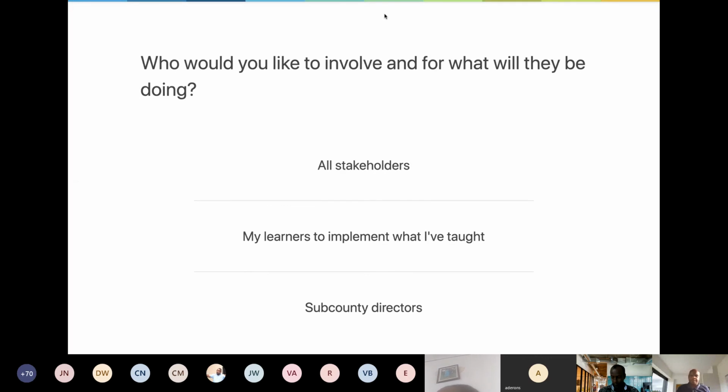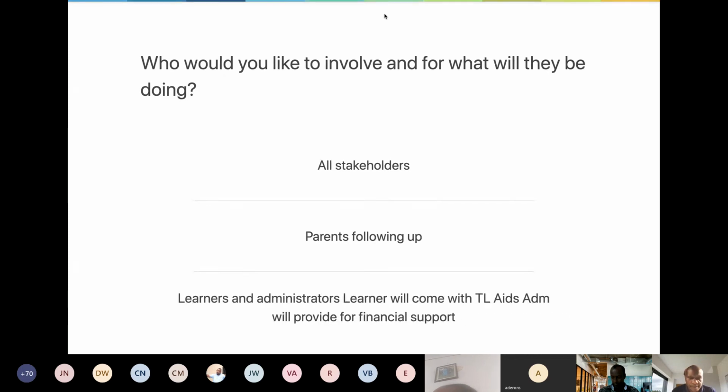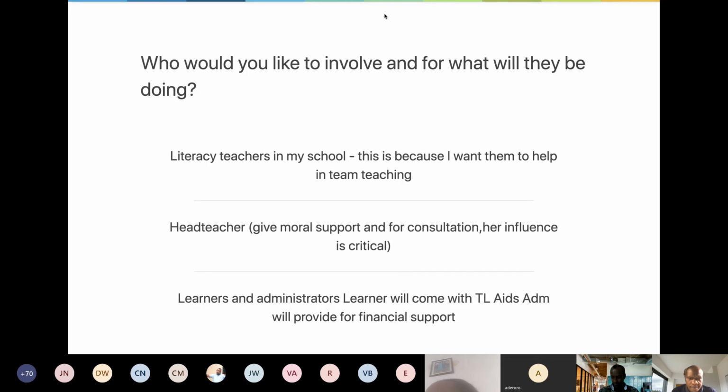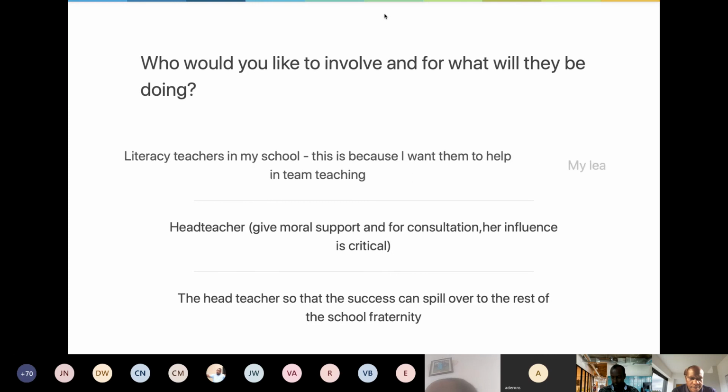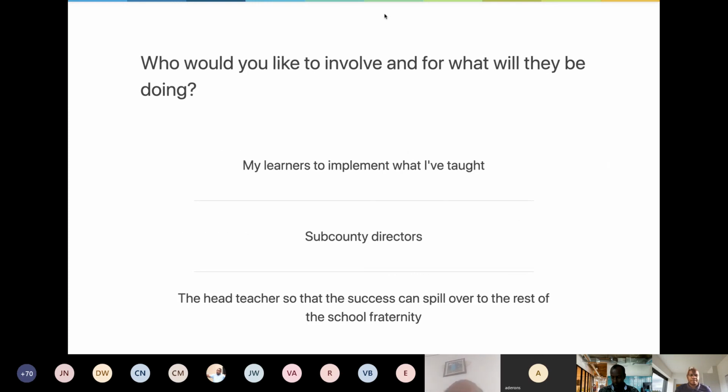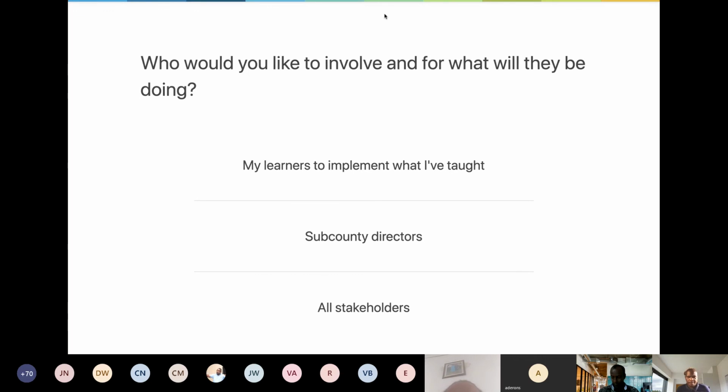So we have seen a few stakeholders. What will they do and who are the stakeholders? Remember, when you have everyone, it becomes very hard to track. Sub-county directors, what will they be doing? Learners and administrators: learners will come with teaching learning aids, administrators will provide financial support. Remember, we said we should ensure we look for what we can control so that we do not get controlled by the people that we depend on. We don't want this project to fail.